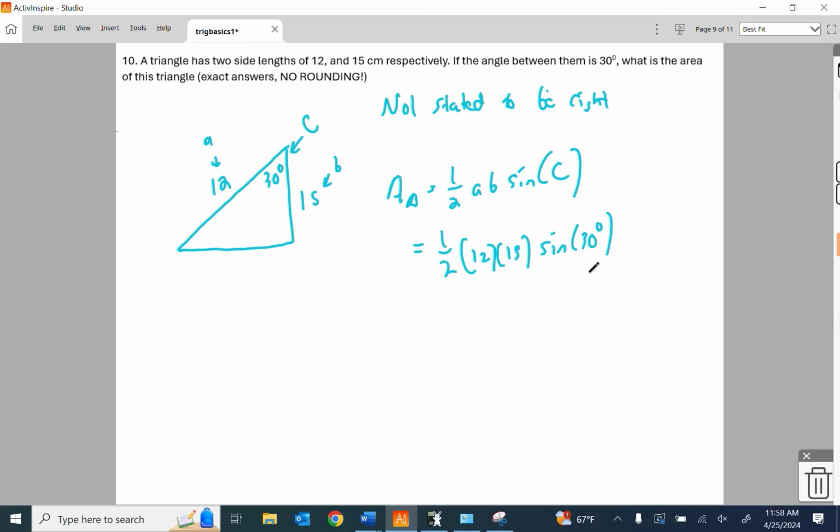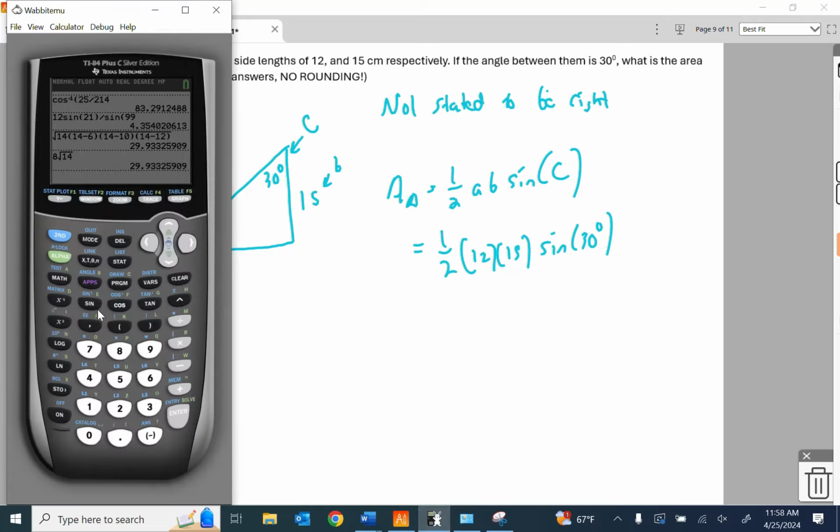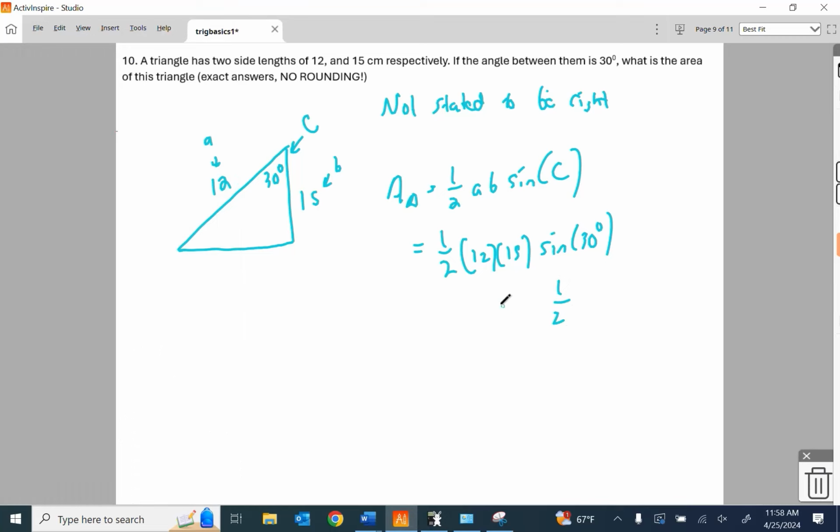Now, these things are not hard. The sine of 30 is going to be 1/2. See? Sine of 30 is 1/2. Always has been, always will be. I got 1/2, I got a 12, and I got a 15, and I got another 1/2. 1/2 of 12 is 6. 1/2 of that 6 is 3. 3 times 15 is 45.